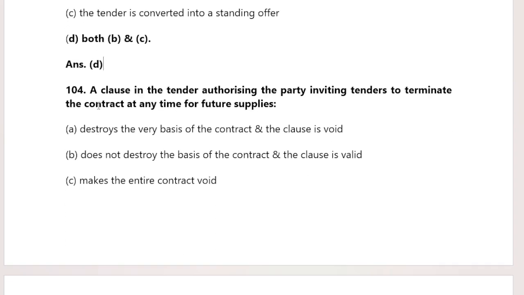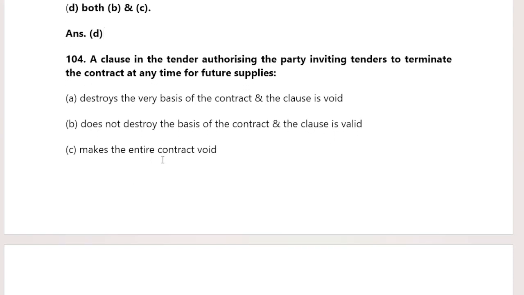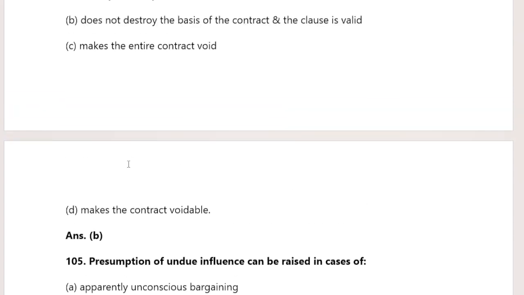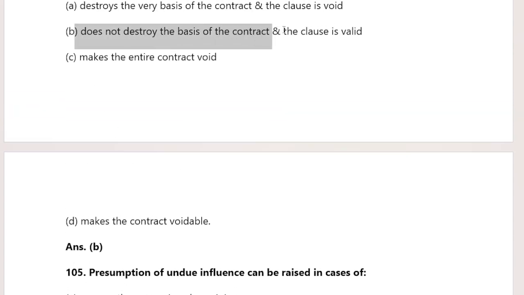And the next question is: a clause in the tender authorizing the party inviting tenders to terminate the contract at any time for the future supplies. Option A, destroy the very basis of the contract and the clause is void. And B, does not destroy the basis of the contract and the clause is valid. Option C is make the entire contract void. Option D is make the contract voidable. And option B is the right answer: does not destroy the basis of the contract, the clause is valid.